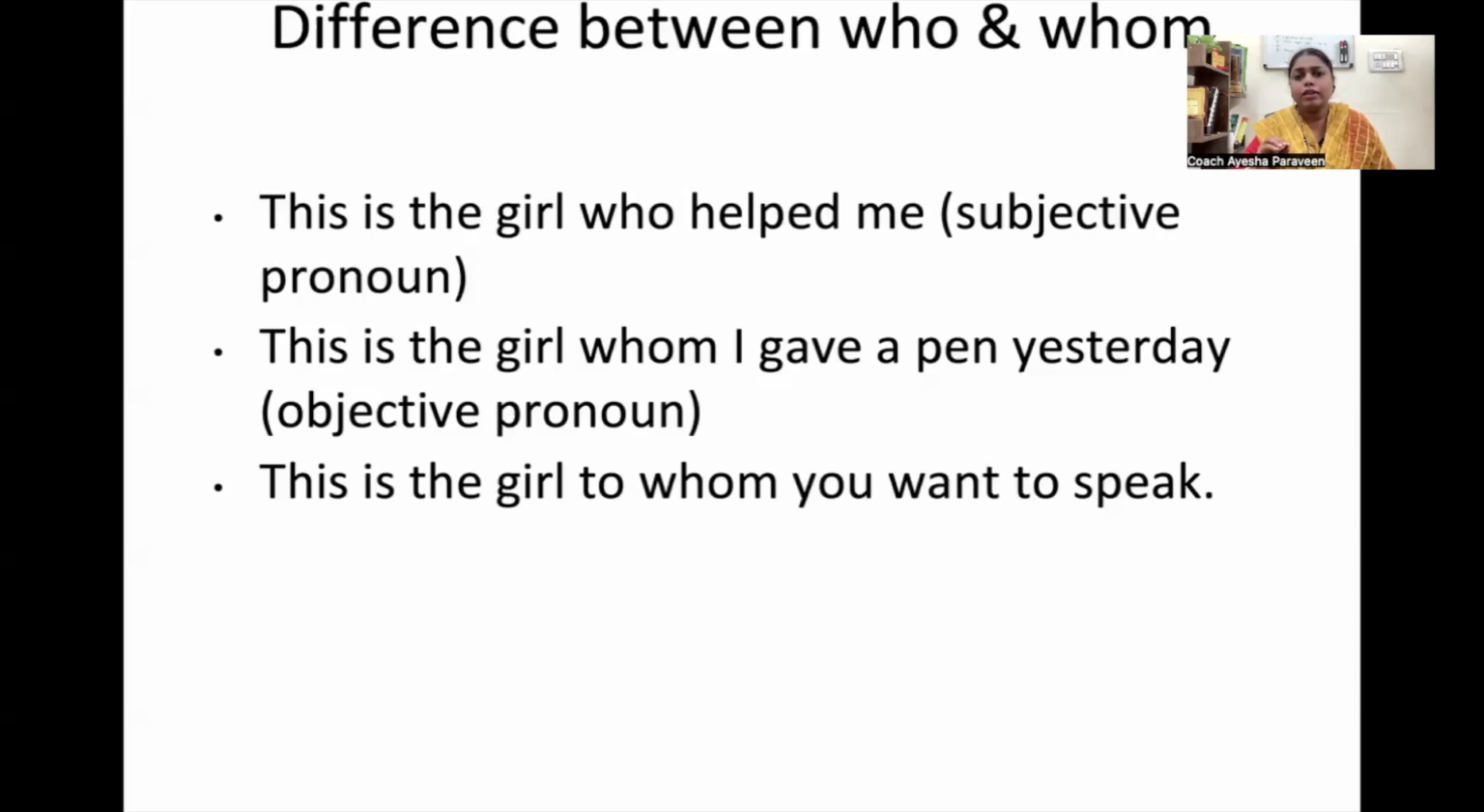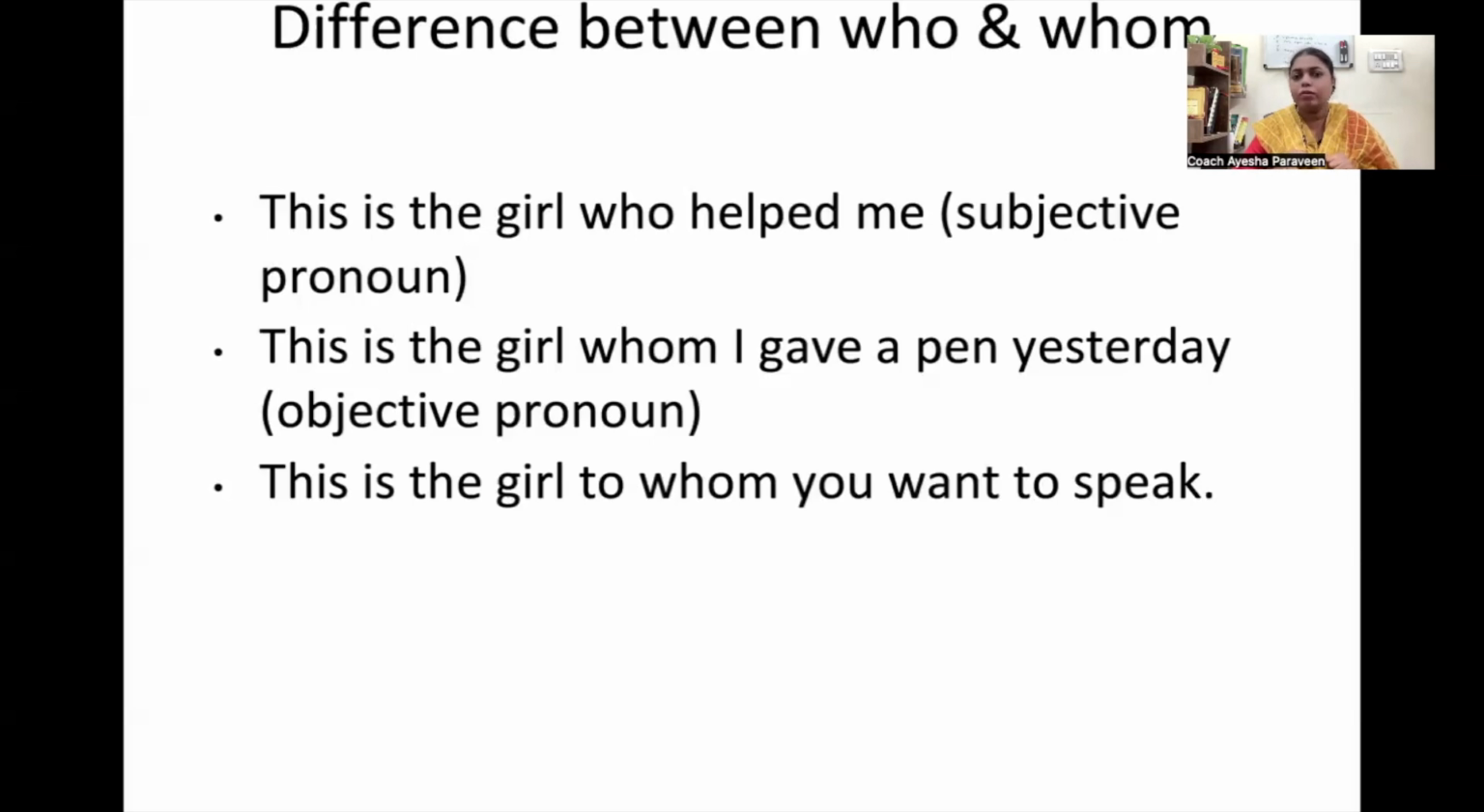The doer of the action is I, because I gave the pen to that girl. So here the girl is in object place, so we are using whom. This is the girl whom I gave pen. I can't say this is a girl who I gave pen, because this girl is not performing action. This girl is receiving action, so this girl is in object place.